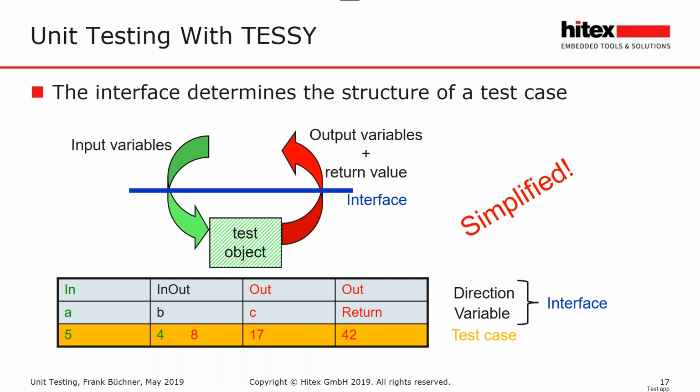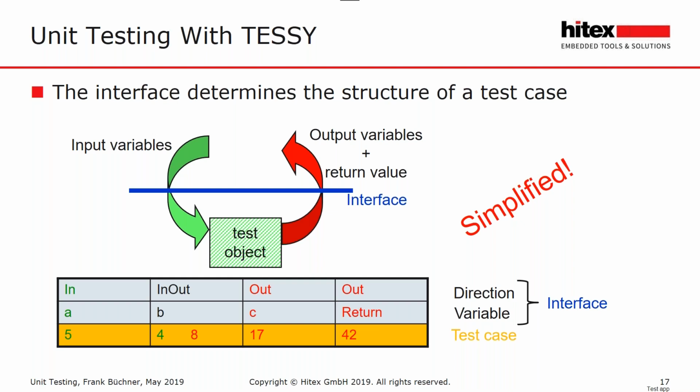The interface determines the structure of a test case, and a test case is depicted in the third line here in this table. So from the interface, we come to a test case by saying, okay, prior to the test, the variable A should have the value 5, B should have the value 4 prior to the test, and we expect that it has a value 8 after the test. And for C, which is only output, we have only an expected value after the test, which is 17, and we expect that the return value of our test is 42. So that's how we came from the interface to a test case.